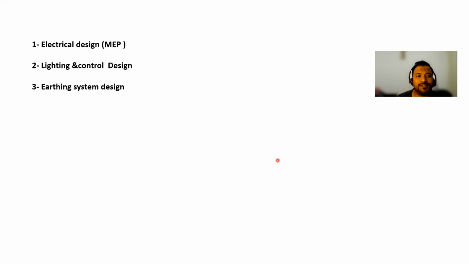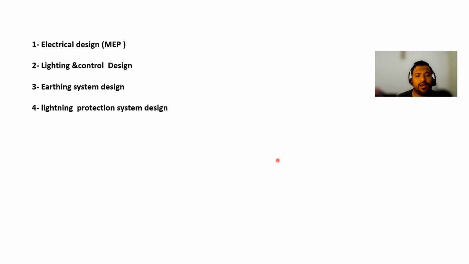Third is the earthing system design. So what type of earthing is used for a particular building, and how the earthing system is designed in order to protect human life. Those things can be learned in the earthing systems.